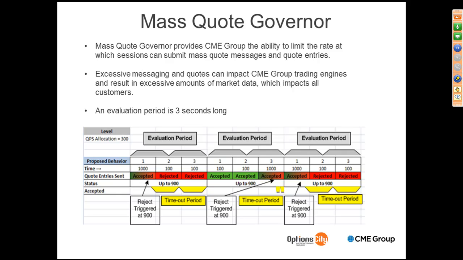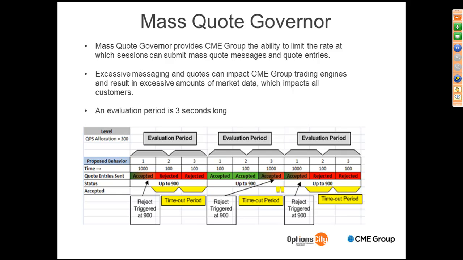So let's take this example. A market maker sends out 1,000 quotes the first second. There is a reject that's triggered at 900 at the first second, and you are blocked out. So that's called the timeout period for the next 2 seconds. You cannot send in any quotes if you trip the mascot governor, if you exceed the mascot governor.